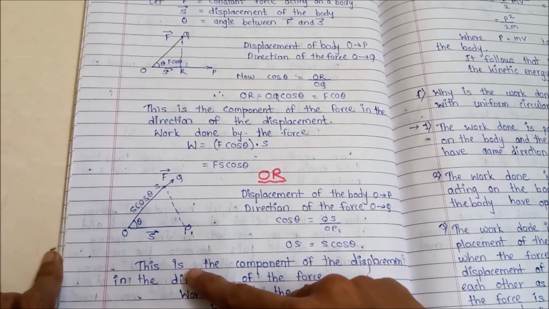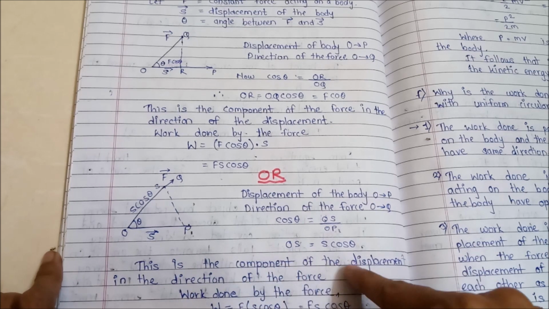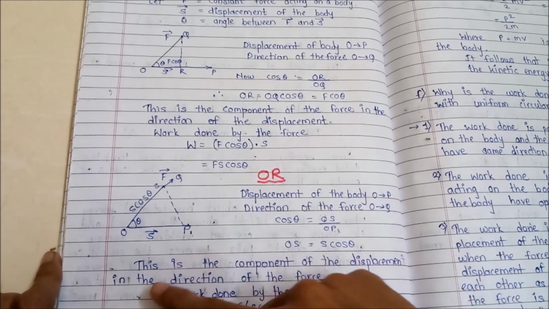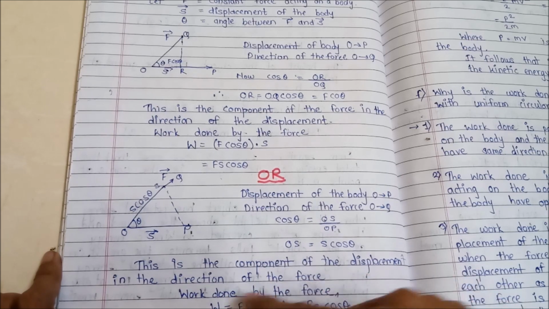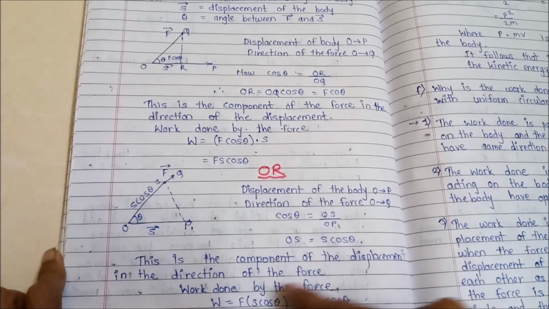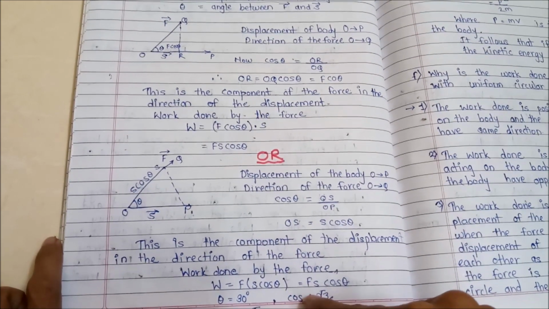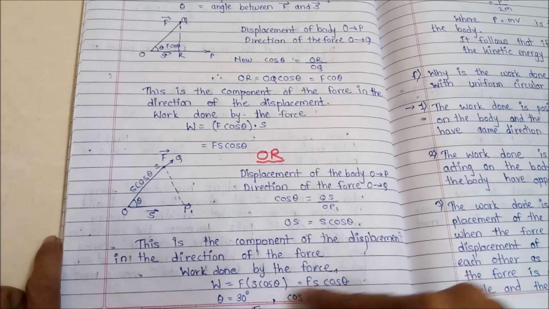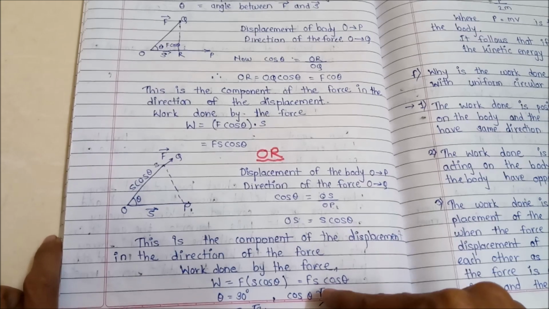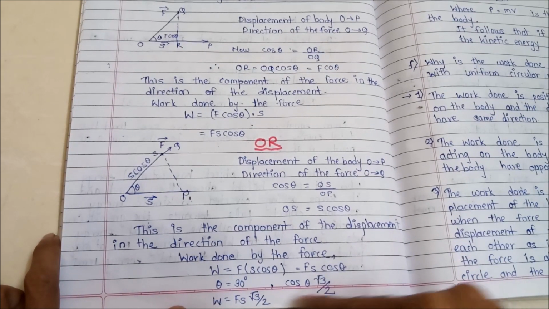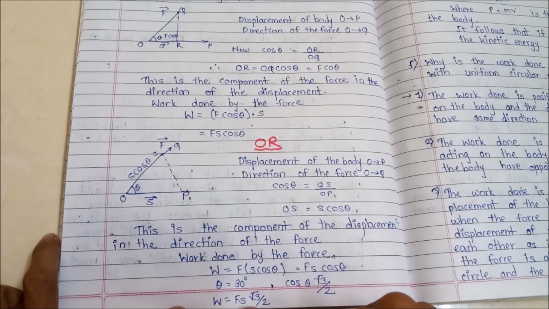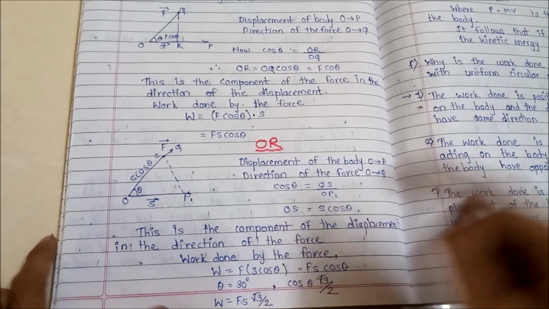This is the component of displacement in the direction of the force. Work done by the force W is equal to Fs cos theta. Theta is equal to 30 degree. Cos theta is root 3 divided by 2. Work done is equal to Fs root 3 divided by 2.